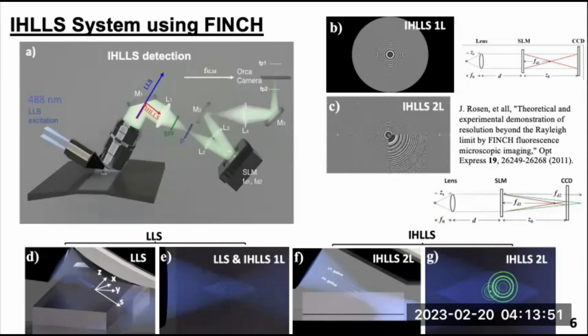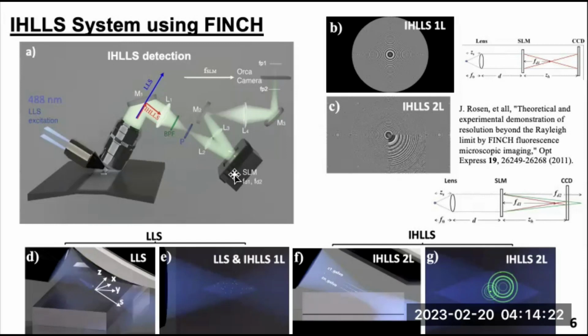I will say a big thank you to Professor Rosen and his group for developing this technique for incoherent light. In Finch, the spherical beam coming from an object is split by a phase SLM, which is different than the SLM in the conventional lattice light sheet system, which is a monochrome spatial light modulator. So the beam is split by this phase SLM into two spherical beams with different radii of curvature.